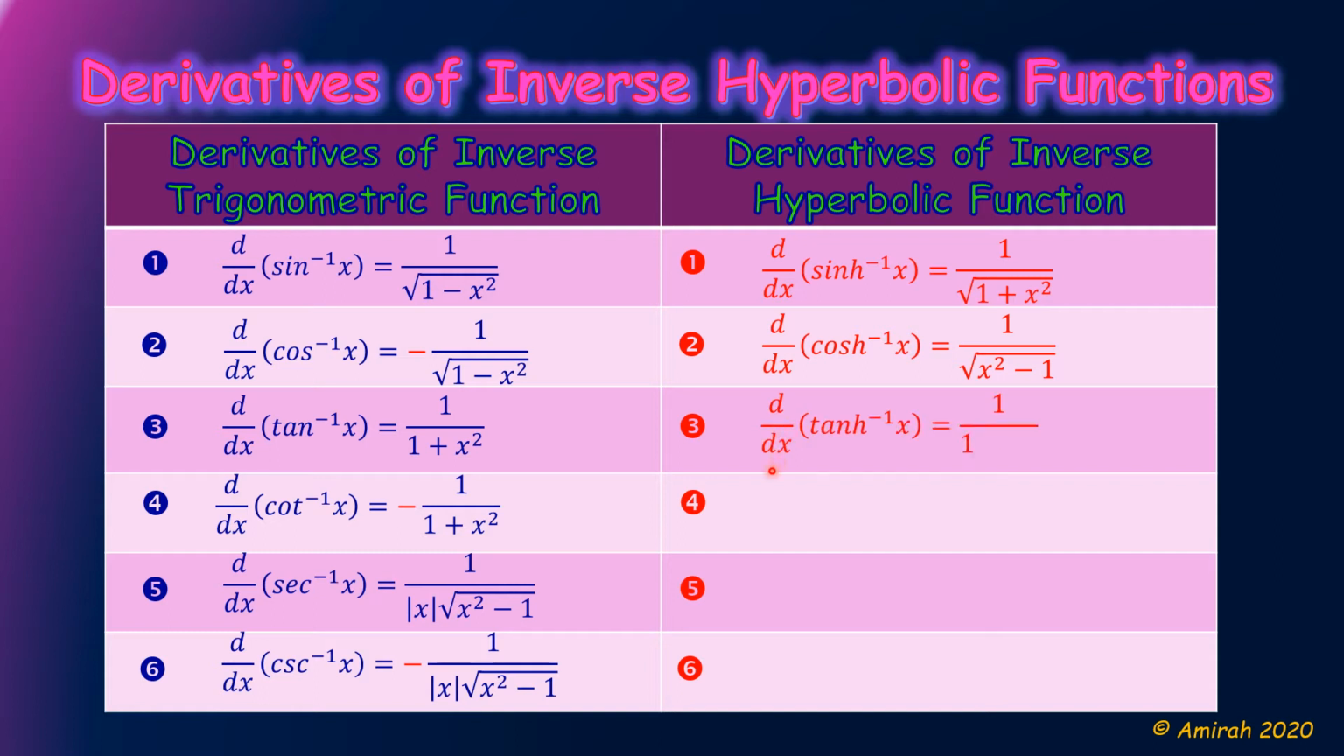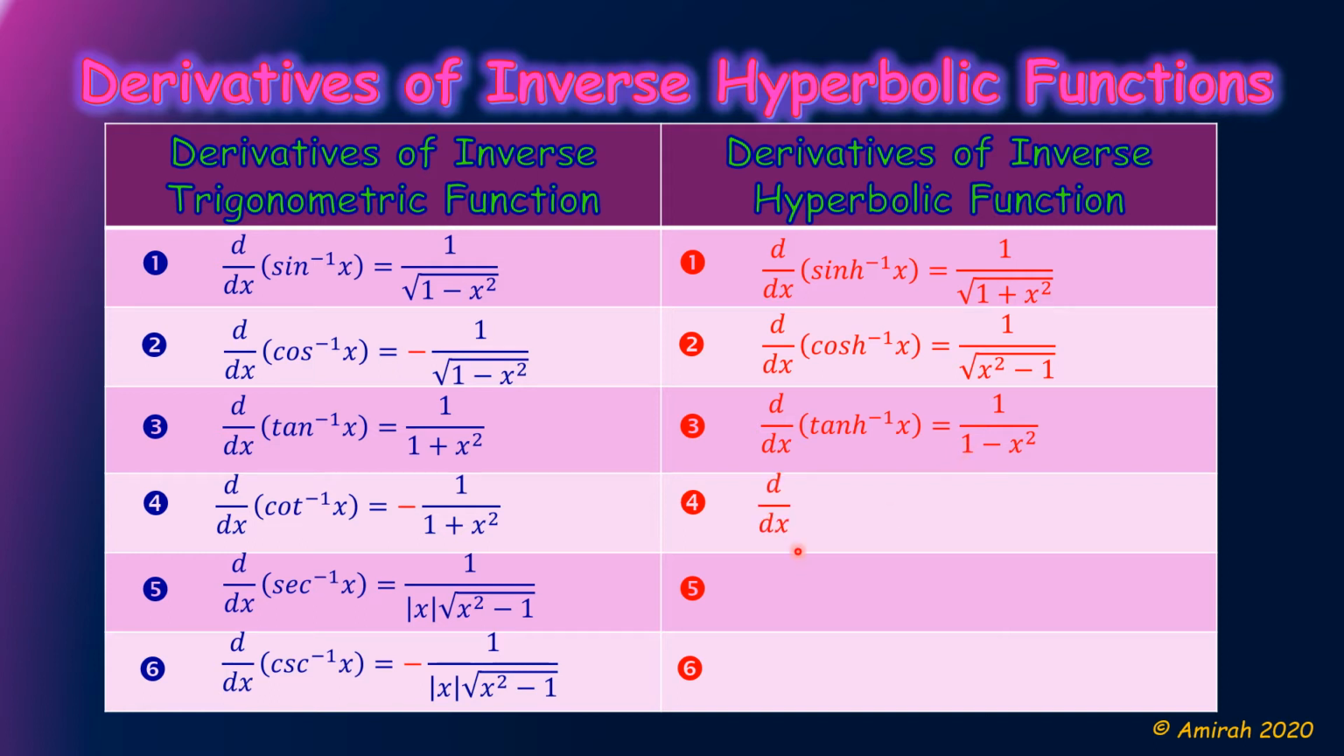Formula number 3 under the derivatives of inverse hyperbolic functions is the derivative of inverse tanh x equals 1 over 1 minus x squared, no square root. It is similar to the derivative of inverse sine, but inverse sine has a square root symbol, and for the derivative of inverse tanh x, there is no square root symbol.